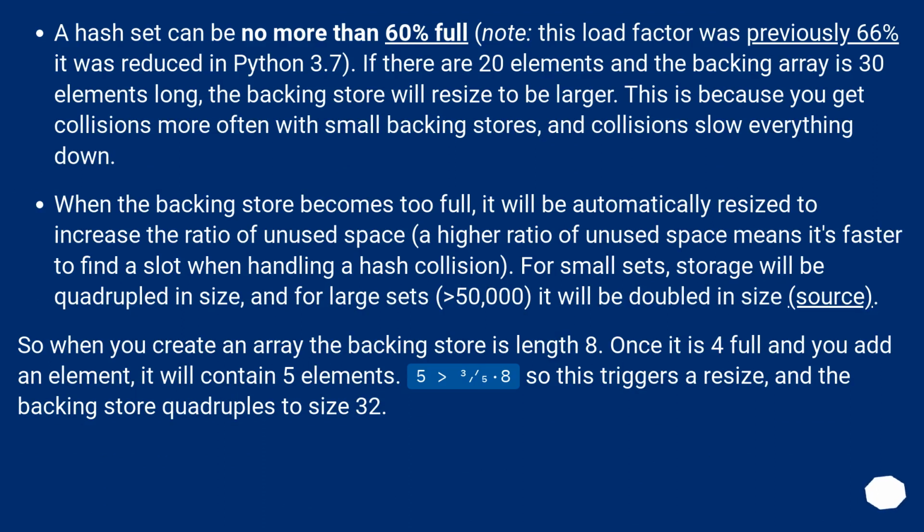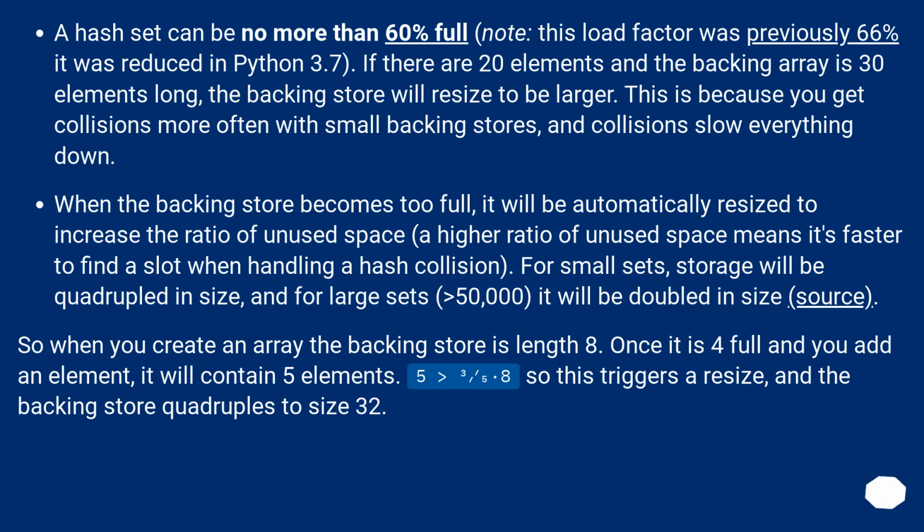A hash set can be no more than 60% full. Note, this load factor was previously 66%. It was reduced in Python 3.7. If there are 20 elements and the backing array is 30 elements long, the backing store will resize to be larger. This is because you get collisions more often with small backing stores, and collisions slow everything down. When the backing store becomes too full, it will be automatically resized to increase the ratio of unused space. A higher ratio of unused space means it's faster to find a slot when handling a hash collision.